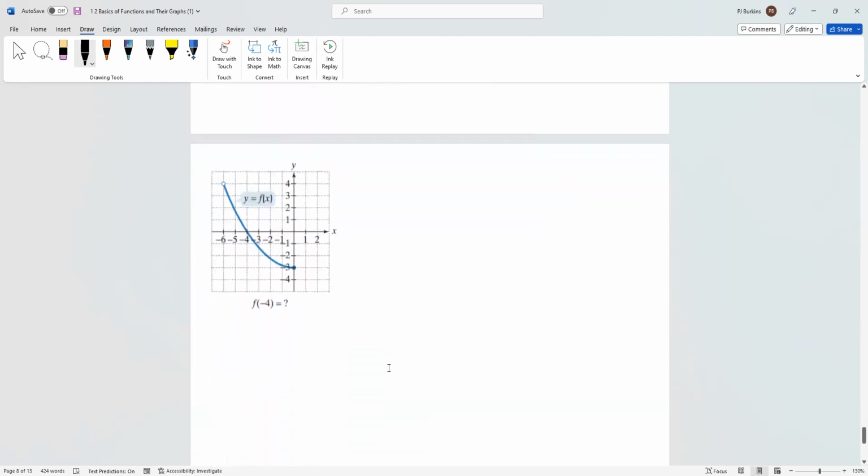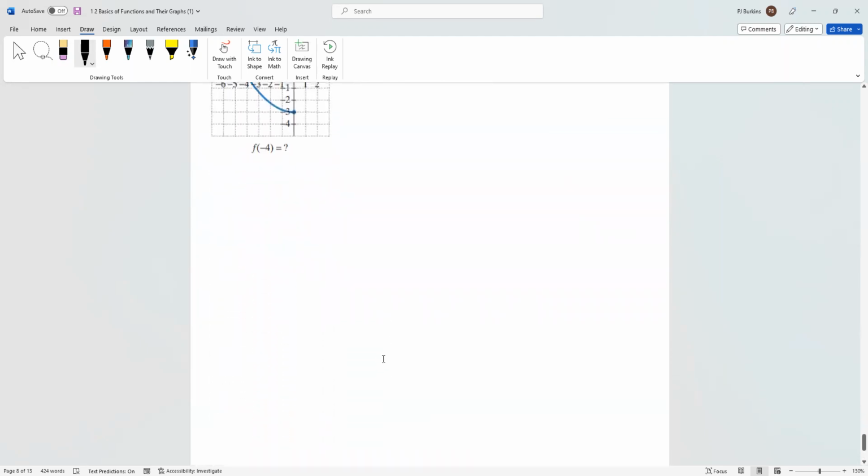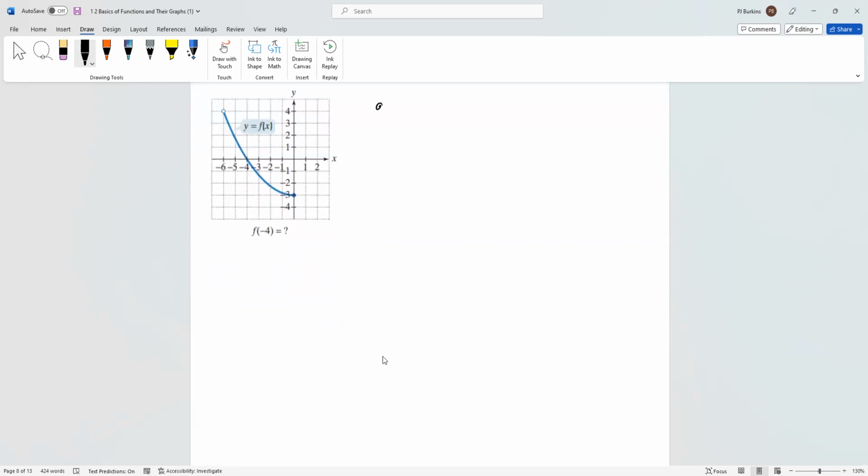Okay. Let's see, I think we have one more example. So let's do this one. We're looking for, first, what is the domain? What are the values of x we are allowed to have? Okay, now this one is restricted. Notice it doesn't go on forever on either end. It stops right here and it stops right here. This is not equal, right?